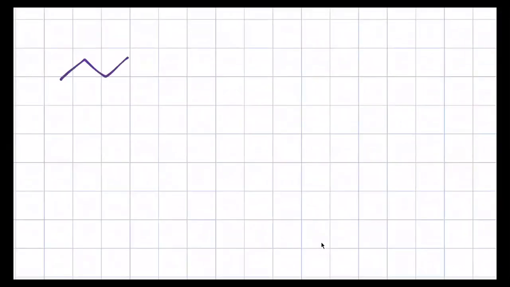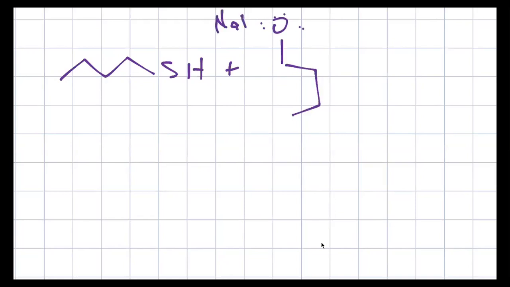So let's take this reaction. We're going to do the same thing. We're going to label the acid, label the base, label the conjugate acid, label the conjugate base, put the arrows in, and then predict the equilibrium. So this is this plus this, and then I'm going to stick a sodium out here. And then oxygen is negative, sodium is positive.